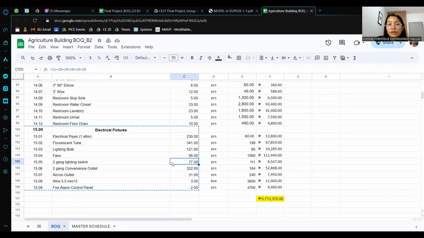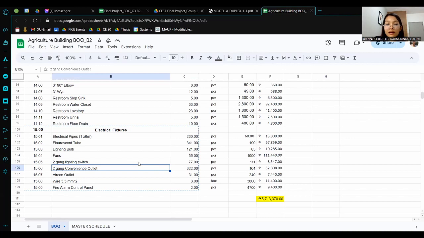Also in a classroom, we need lighting switches. So we need 77 pieces from ground floor to 6th floor, at 111 per piece. So the total amount will be 8,547. And the next is the convenience outlet.